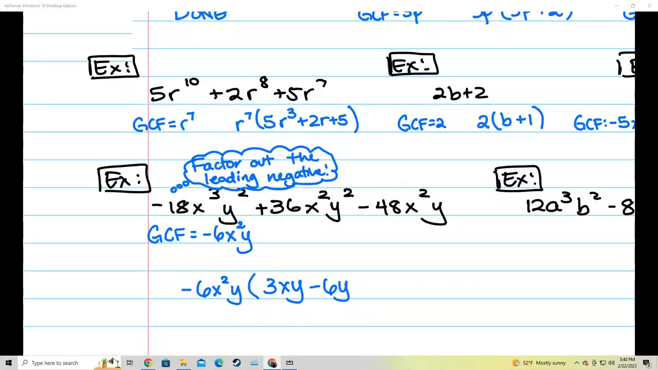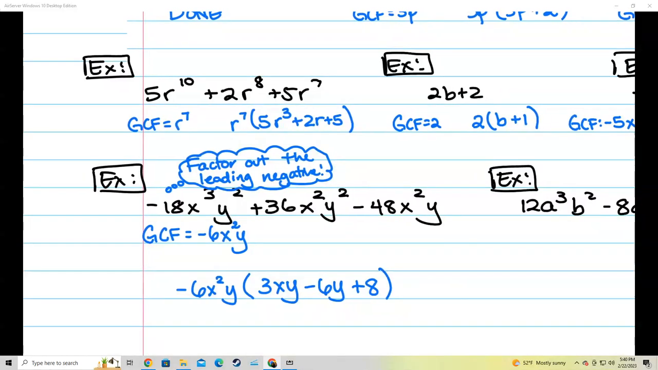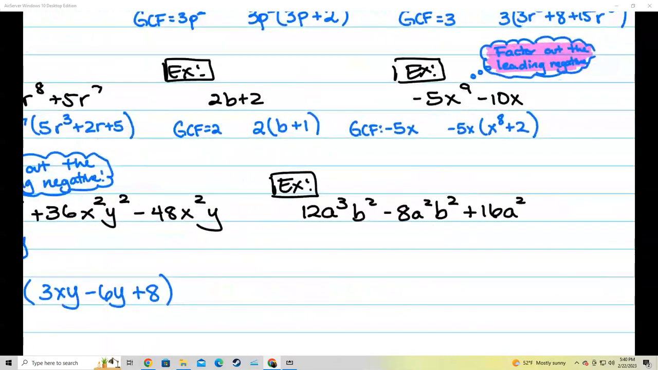And then for the last one, I'm trying to get from a negative 6 to a negative 48. I'm going to need a positive 8 to do that because negative 6 times positive 8 gives me the negative 48. I'm trying to go from an x squared to an x squared. Well, I'm already there. I don't need anything. And I'm trying to get from y to y. I'm already there. I don't need anything. That's as far as we need to go. We're going to go ahead and close that out. And that looks good. Again, you can always check your answer by distributing it back and seeing if it actually matches up. All right, down to our last one.